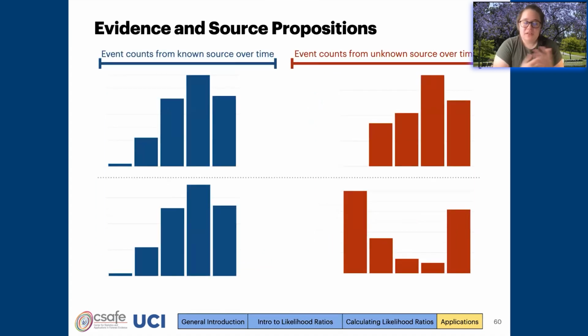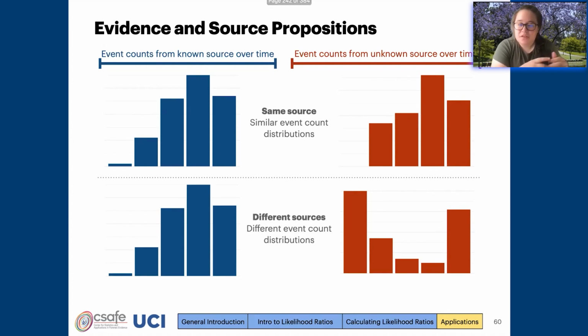So we have these event counts from a known source over time, and we have event counts from an unknown source over time, and we have the same source and the different source propositions. So what we would expect is that if the same source generated both of these event counts, we might see similar event count distributions. On the other hand, if these sets of events were generated by different sources, we might see different event count distributions. So something like the bottom line here.